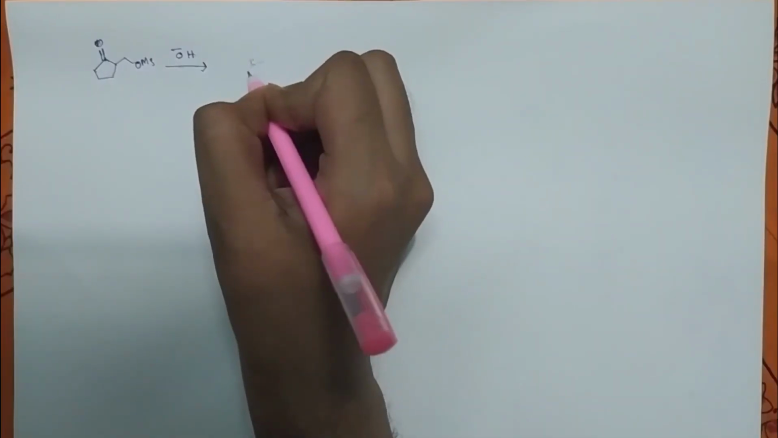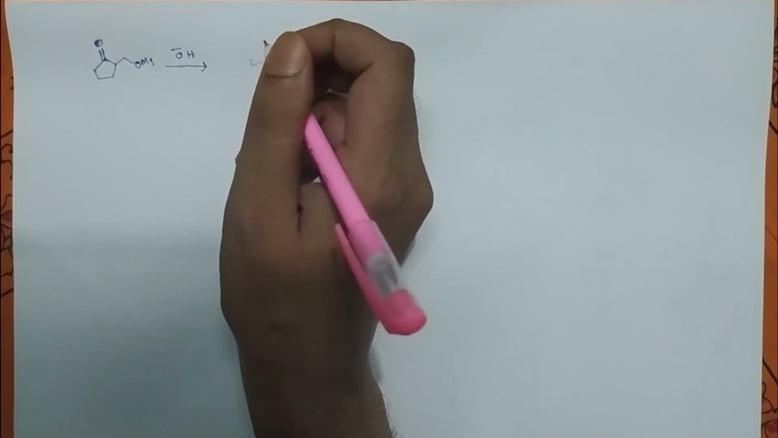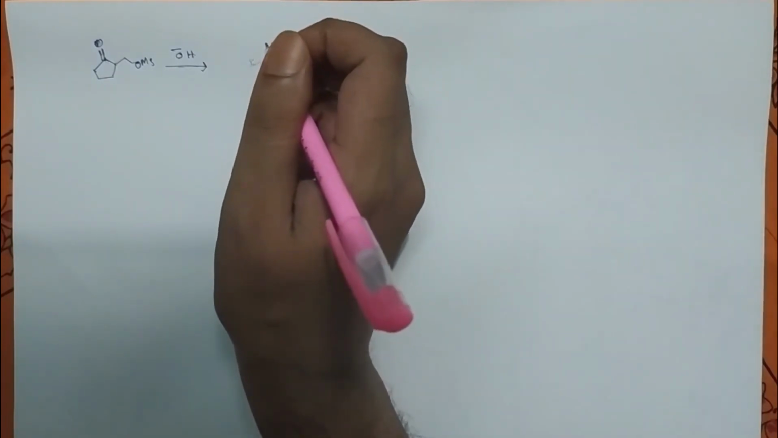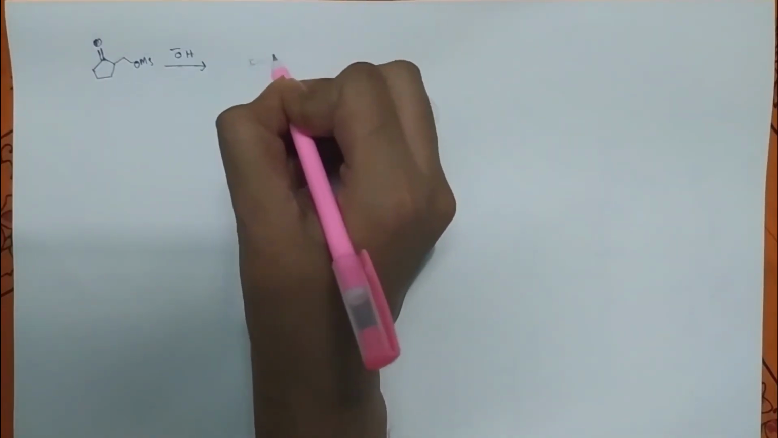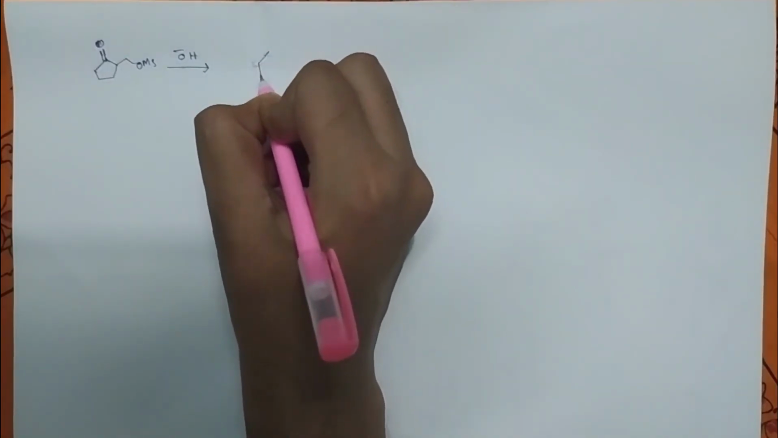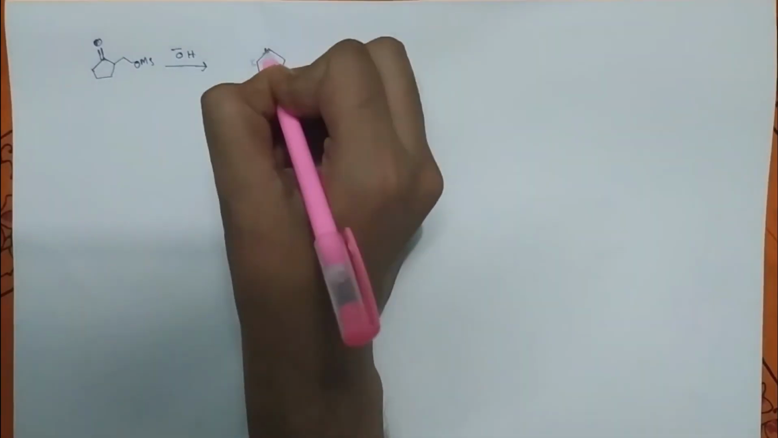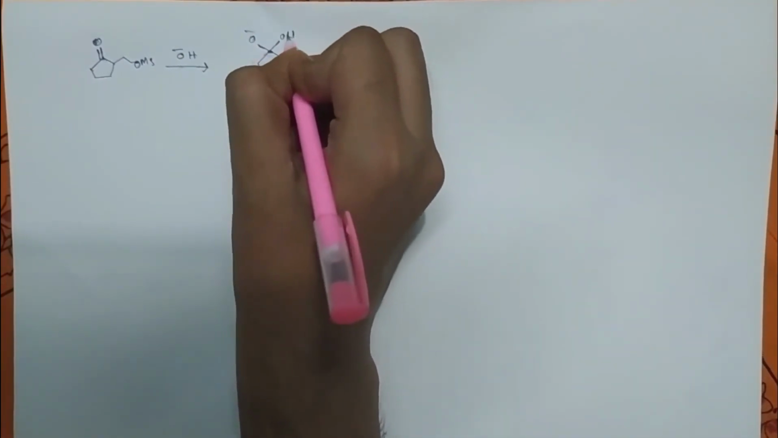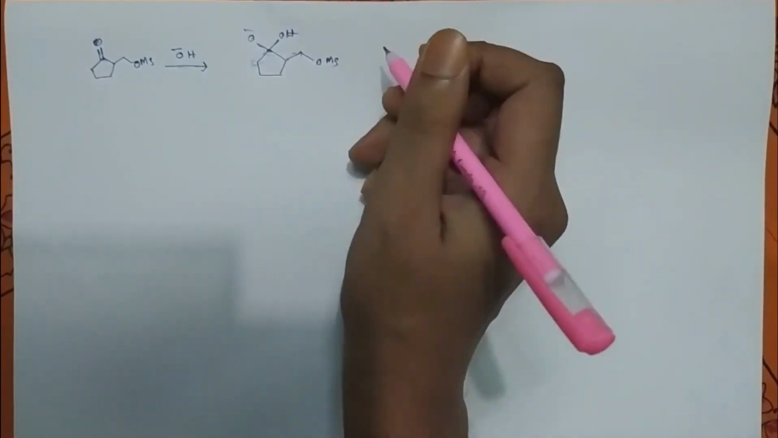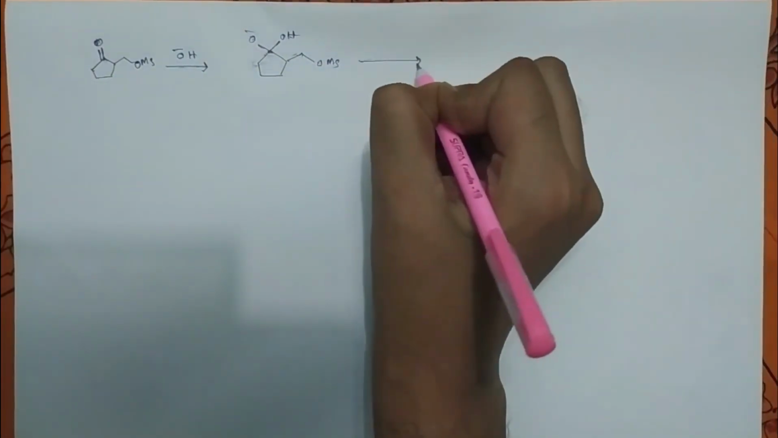This is our starting material, which is treated with a base, OH minus. We all know what will happen: there is a nucleophilic center, which is the carbonyl center, so the base will attack at that center. So we will get this intermediate.